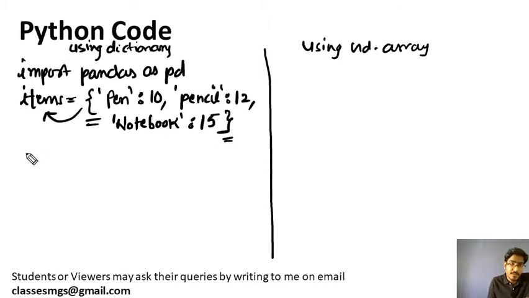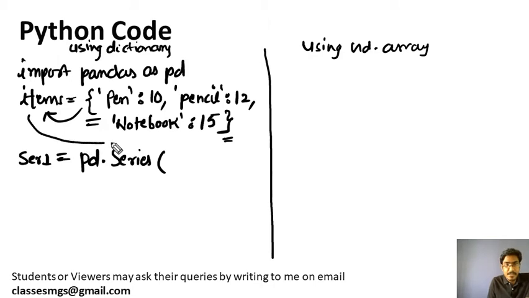Now we will create a series object. Let's suppose series1 equals to, what we will do, we will use the pd.Series method, and then we will pass this items here, like this. So this will create the series object using dictionary.